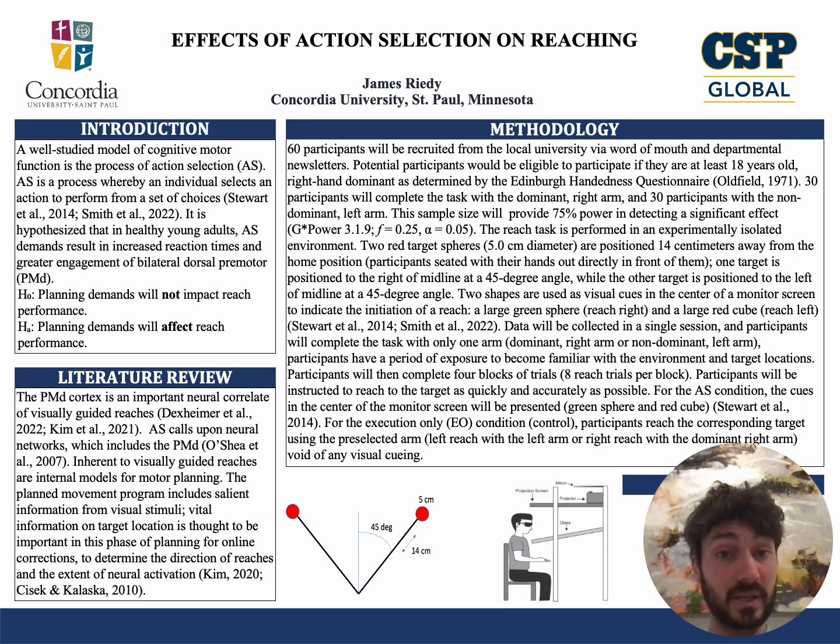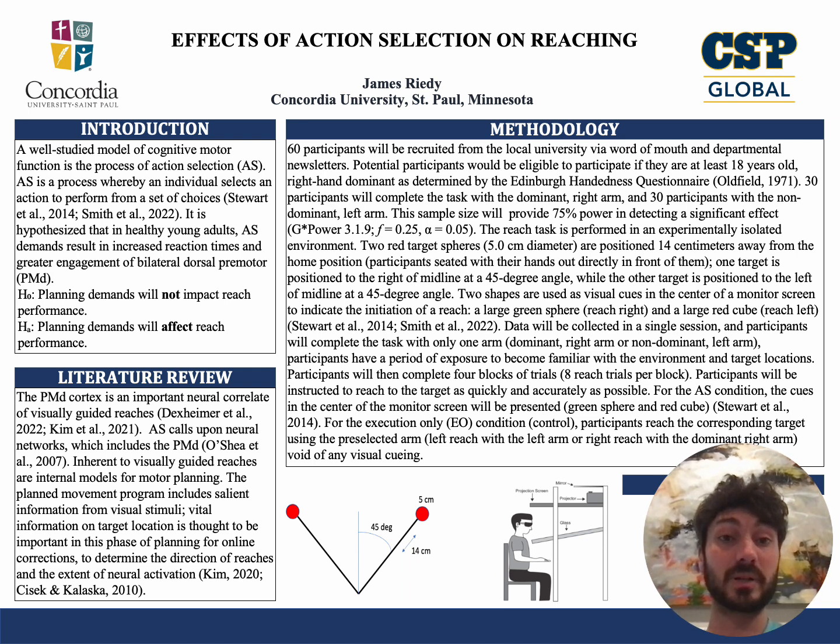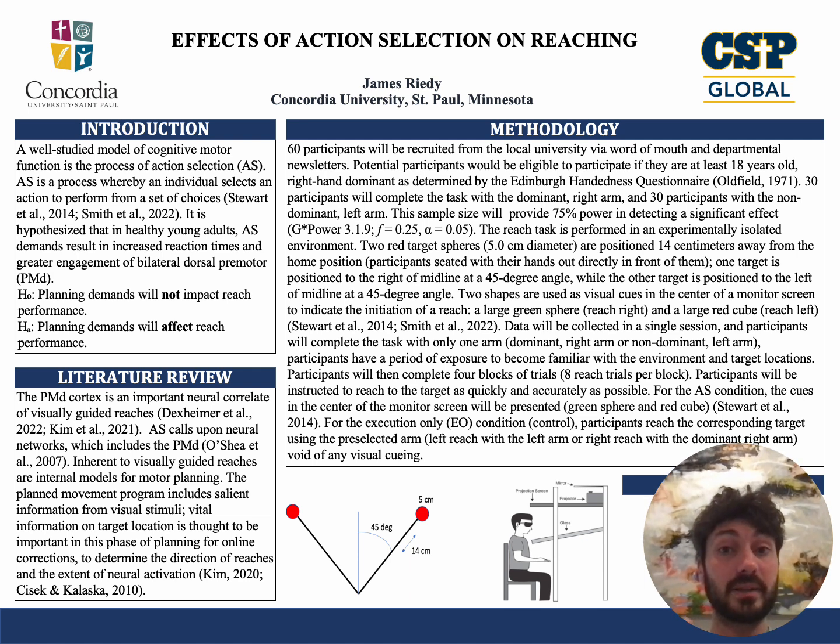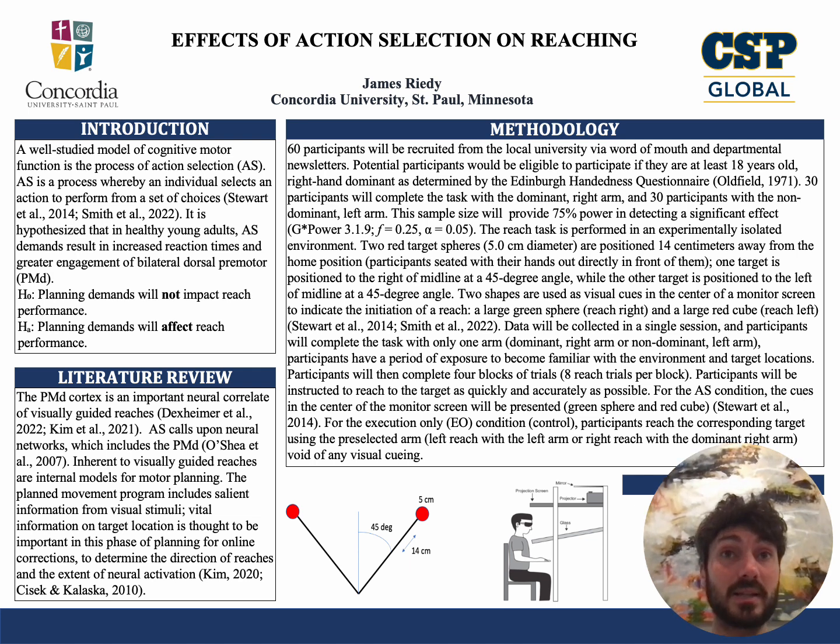For execution only, so now this is the control, the execution only participants will just reach to the corresponding target using a pre-selected hand. So all of these folks are right hand dominant, but the folks who are execution only and in the right arm group, they will reach with their right hand. The execution only folks who are in the left hand group will reach left. That's why we had to have 60, so we could have 15 right in the execution only, 15 left in the execution only, and then have 30 for the action selection, then to keep the statistics matching.